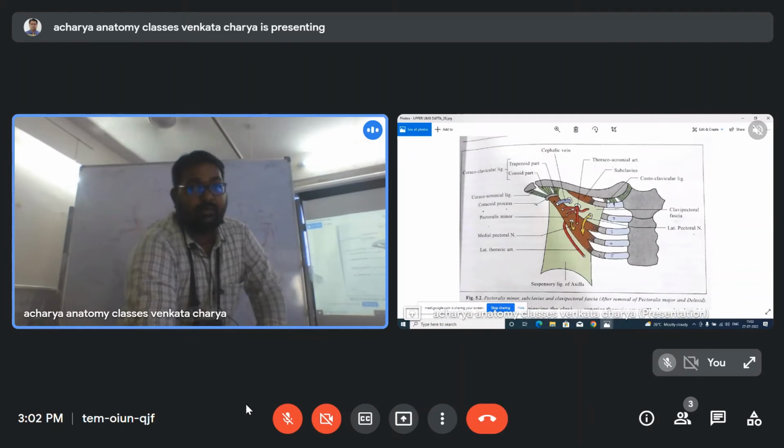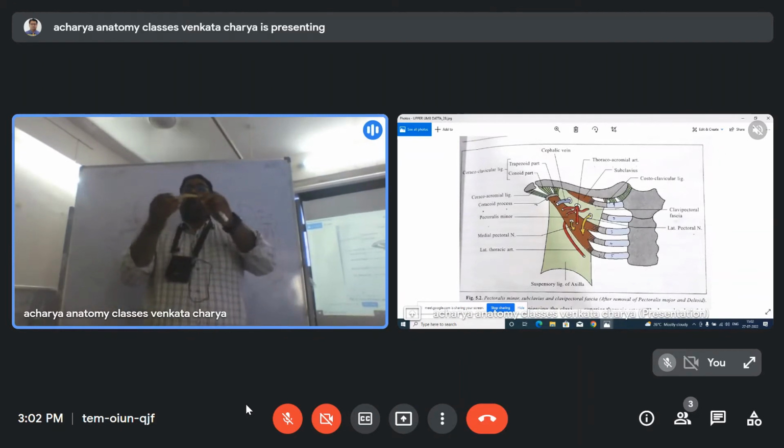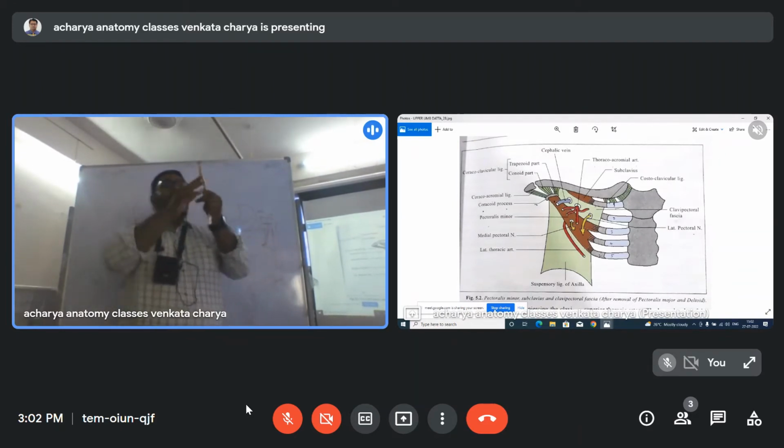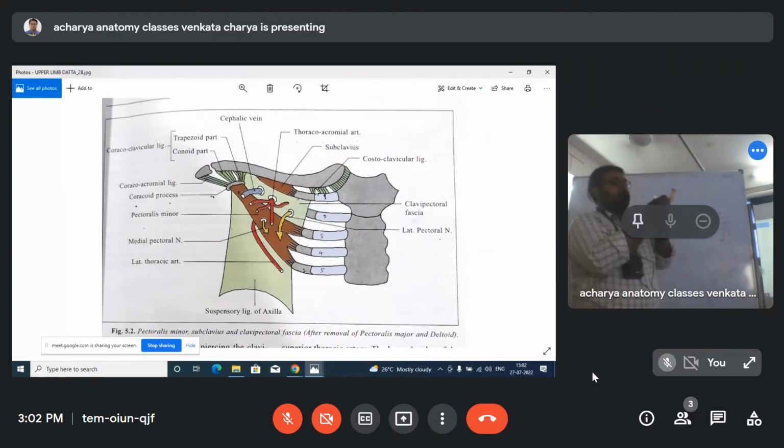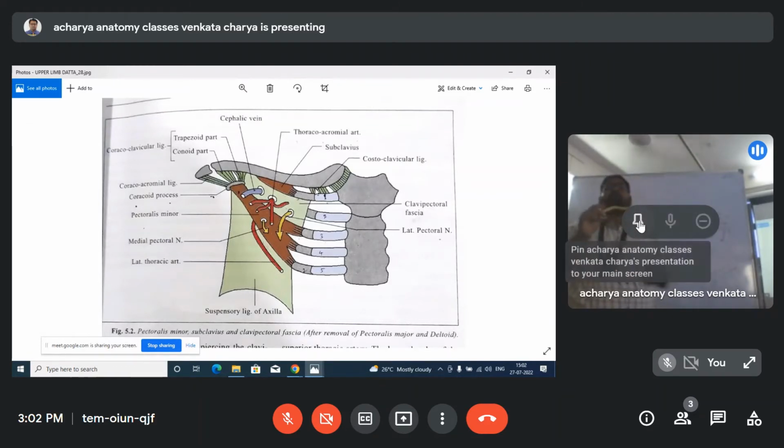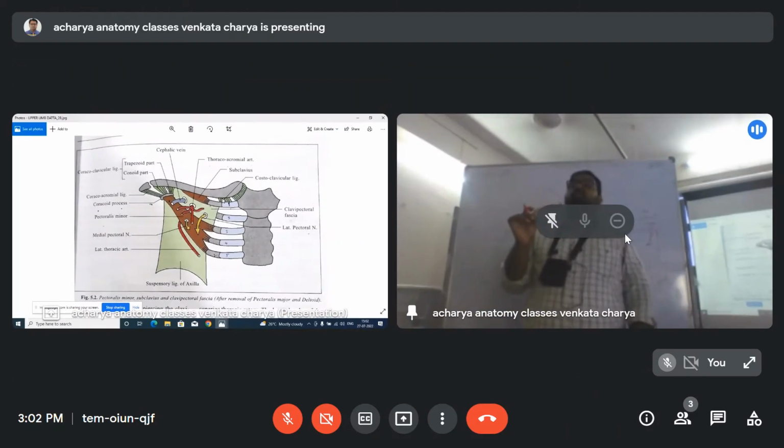Are you getting it now? Next, another point on the inferior surface. On the inferior surface there is a depressed area called the subclavian groove. In the subclavian groove there is the insertion of the subclavius muscle.